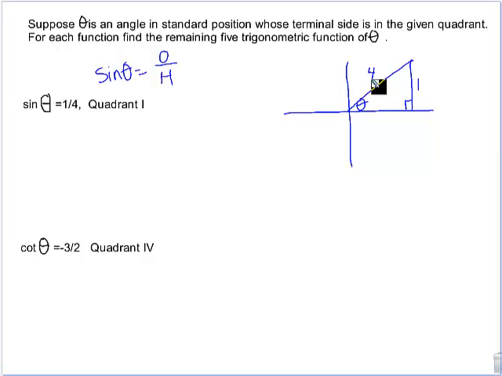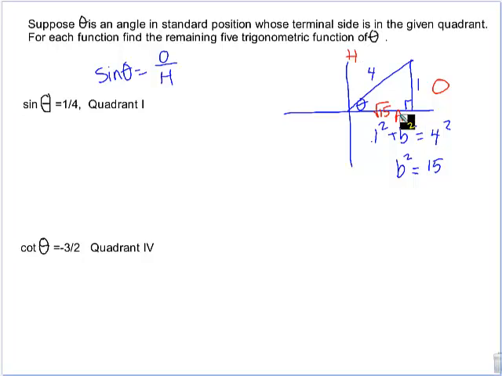Okay, how would we find our other side? Pythagorean theorem, a squared plus b squared equals c squared. So what does b squared equal? 15. So what's our missing side there? If b squared is 15, what's the missing length? Square root of 15. We already have 1 as our opposite and 4 is our hypotenuse. We already got that from our sine. So that means square root of 15 would be our adjacent.